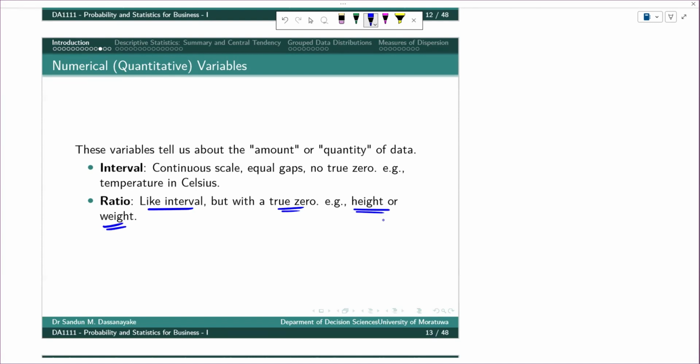Here, again, you can see interval can be height or weight as well, and ratio can be height or weight as well. Because if you are giving an interval on a scale, in terms of equal gaps, you can take height as an interval measure. But if you are giving a value, then you can go for a ratio measure as well. It depends on how you take it, interval or ratio.